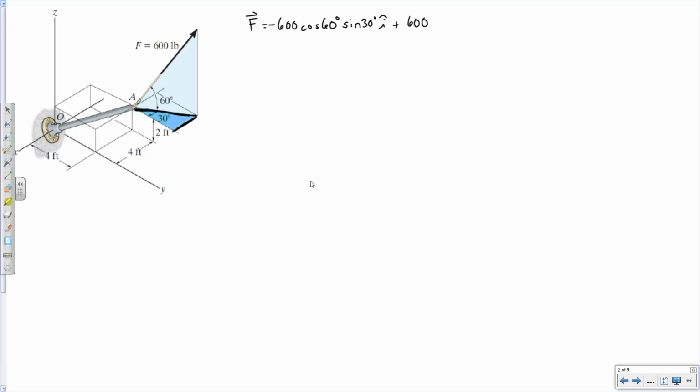600, again, cosine 60, and this time I want to take the cosine of 30 degrees because that will give me this length of the triangle, J hat. And this 600-pound force is pointing upward, so that's going to be plus 600 sine 60 degrees, K hat. I'm going to put brackets around this, put pound force at the end to remind ourselves of the units. There we go. First vector done.